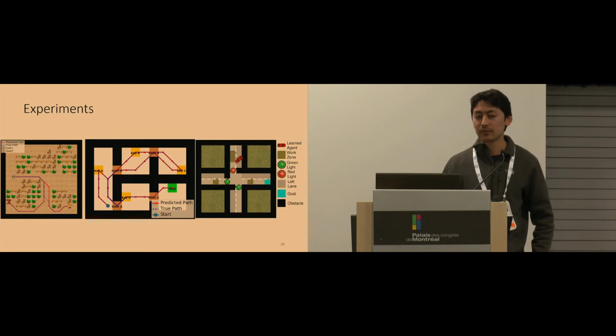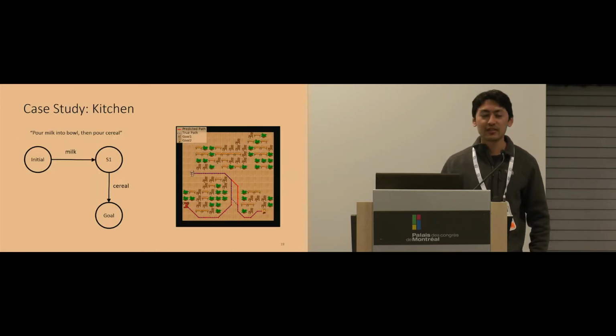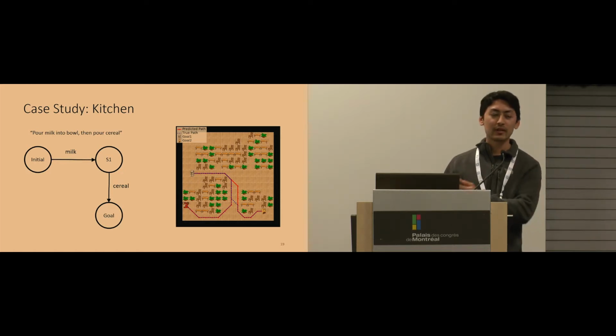So we tested our model on a few different domains. One domain is the kitchen domain. It's a strange kitchen, but what the expert does is it first fetches milk, and then it fetches cereal. So the idea is that the expert teaches our model to first get milk, which allows it to transition to state 1, and then pour cereal into the milk, which allows it to transition to the goal state.